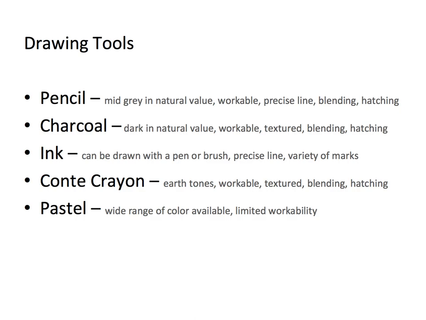Okay, so we see a lot of pencil, we see a lot of charcoal, and the third one we see a lot of ink as well. With ink, it can be drawn with a pen or a brush. And depending on what you use, a pen or a brush, it can give you a variety of different marks.